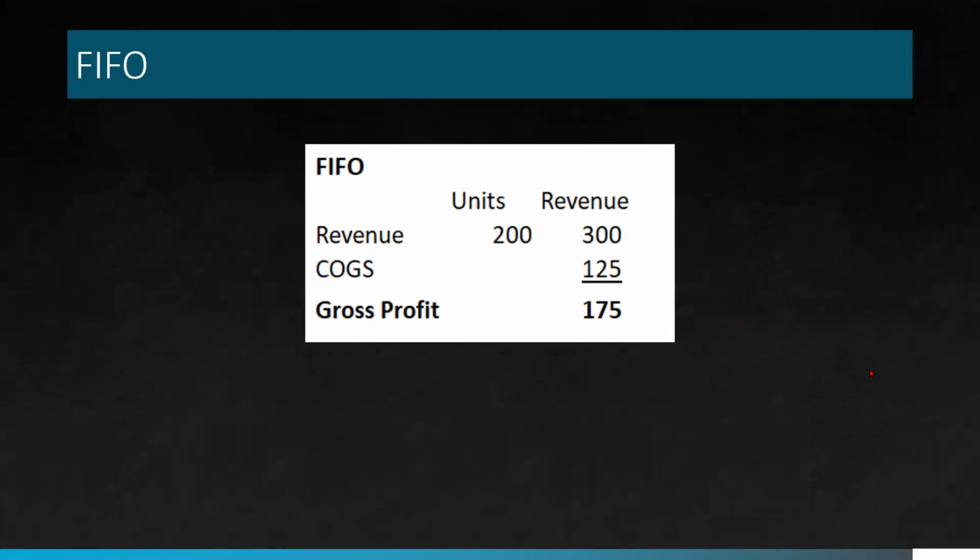So this is taking a very quick look at the gross profit using the FIFO methodology. So I sold 200 units at $1.50. My revenue is $300. My cost of goods sold for those 200 units using the FIFO method was $125, and my gross profit is $175.